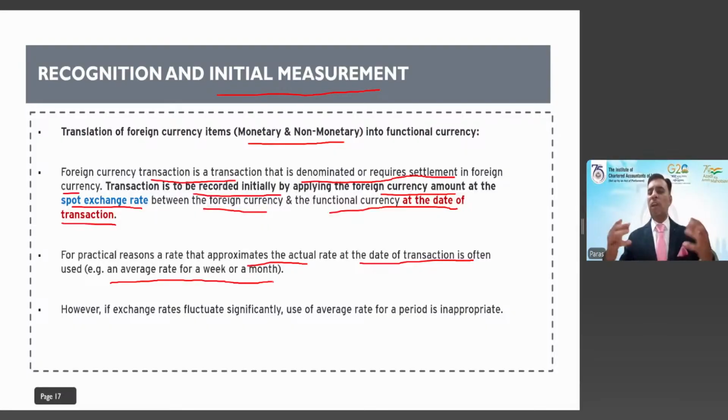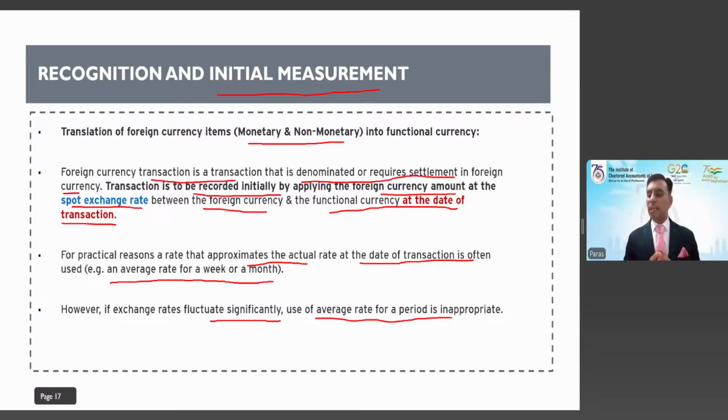If you are doing a lot of transactions, a lot of exports and imports during the week or during the month or during the quarter, then you can consider the average rate of that particular week, month or quarter. But you need to be cautious that there should not be significant fluctuation in the average rate that has been considered to recognize the entry in the books of account. If there is significant fluctuation in the rate between these two currencies, then the average rate cannot be considered and you will have to consider the spot exchange rate on the date of transaction.